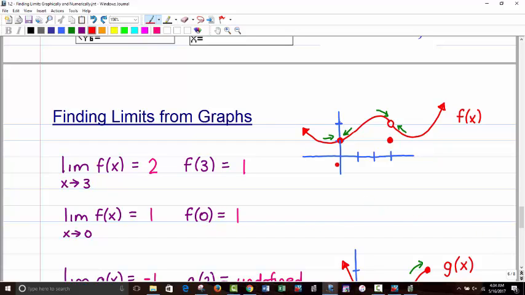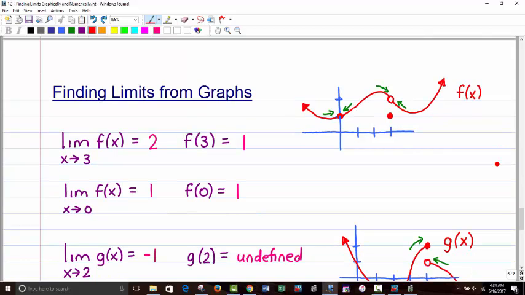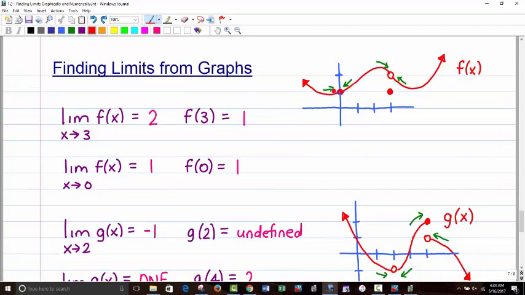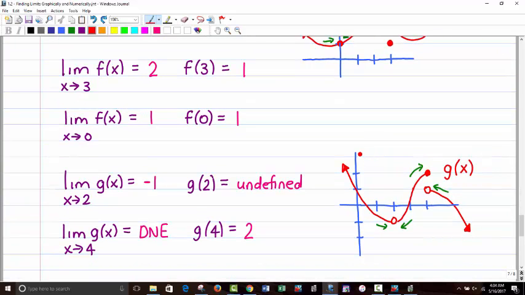Now, how about the next one? Limit of f of x. You see the green arrows, it's approaching 0. Definitely 1. f of 0 is 1 because the function value is there. So anytime the function value is where the limit is, they'll equal each other. That'll be more formally defined in an upcoming section. So if it's smooth and continuous like that, no gaps or holes, the function value and the limit value will both exist, and they'll be the same value.